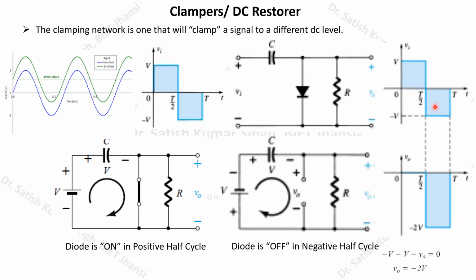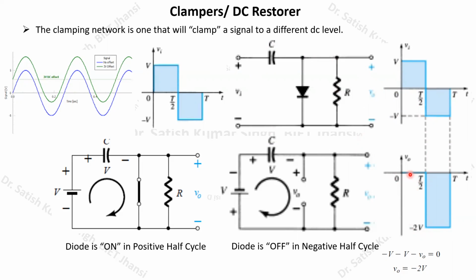What we have said is, the function of a clamping network is to clamp a signal to a different DC level. Here you can see that this input waveform has its peak to peak value from minus V to V. It means that the peak to peak value of this particular signal was 2V, and its DC level was equal to 0 volt initially. But after passing through this clamping network, you can see that we have actually shifted down this signal. This input signal was shifted down, and we get this type of waveform where you can find that the peak to peak value remains constant.